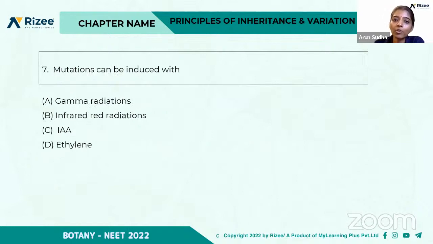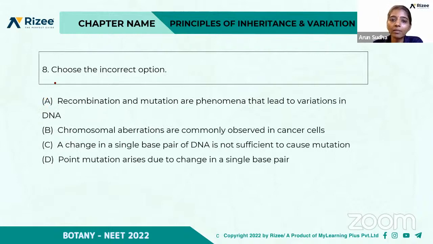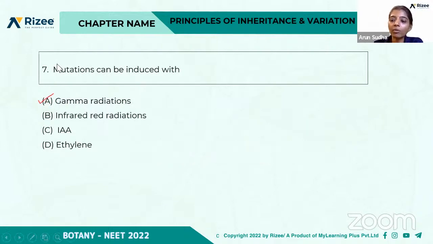Mutations can be induced with gamma radiations, infrared radiations, IAA, and ethylene. Yes, gamma radiation, that is ionizing radiations, is the right answer. Mutations can be induced with either UV radiations, IR radiations, or X-rays. And choose the incorrect option.